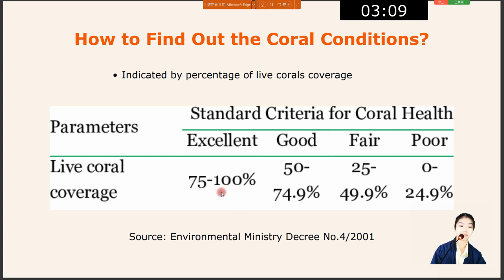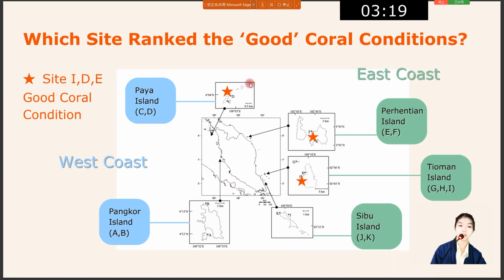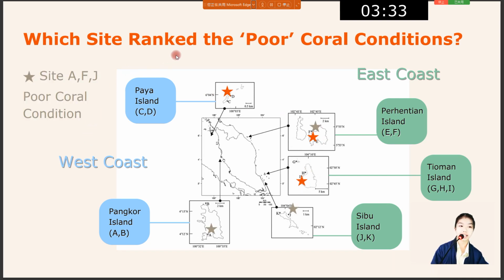As you can see here, if there is a score of 85%, then they fall under the excellent coral health condition. In this case, there is no site that falls under excellent coral condition, except for good coral condition. Sites D, E, and star here fall under good coral condition. And there are sites that fall under poor coral condition, which are A and J. As you can see here, Perhentian Island has one study site that falls under poor and the other one at good.